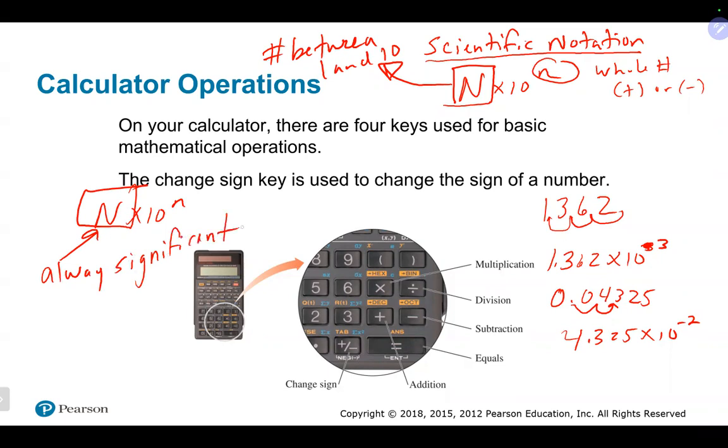So if you see a number written in scientific notation, those numbers are important. They are basically significant figures, and we'll talk about what those are a little bit later. But they always are the significant figures. Now, more importantly, a calculator you should know how to use.